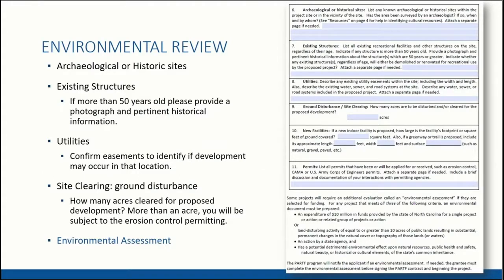The next page, you want to look at archaeological and historic sites. It may or may not be an issue, but we recommend that you reach out to the State Historic Preservation Office to make sure they've identified the proposed project site and see if there's anything that's been in that area. So they can help you with that. On existing structures, read the instructions there. If it's more than 50 years old, you need to provide a photograph and any pertinent historical information.